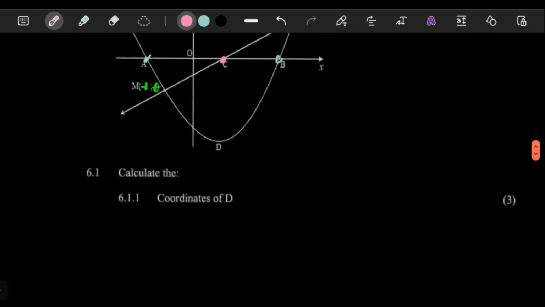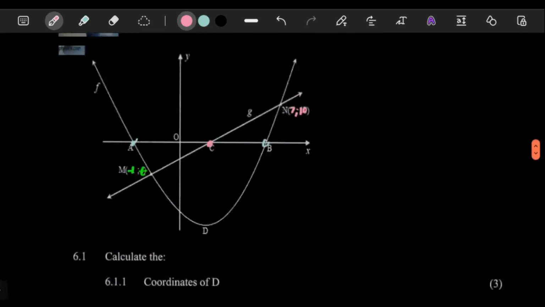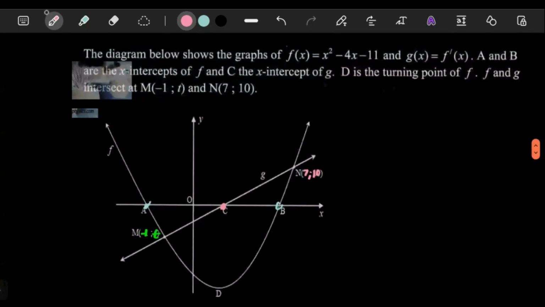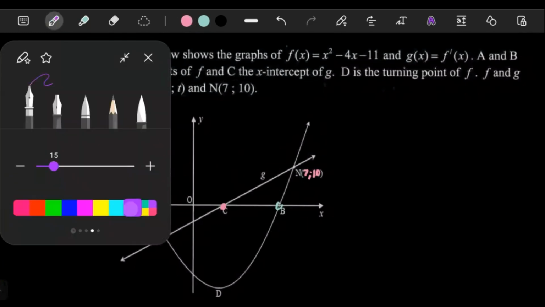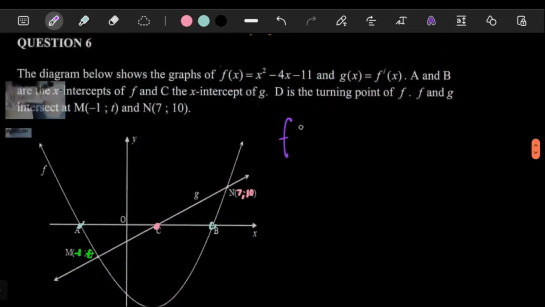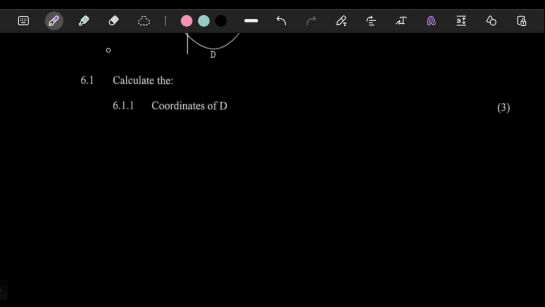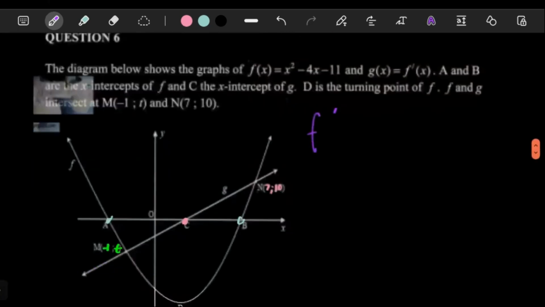So it says calculate the coordinates of D, the turning point as we mentioned. Is there an equation given? Yes, finally, at least. So for D, you can just differentiate and equate it to 0. That's how you get the x value of the turning point, and then to get the y, you can just put the x value into the original equation.